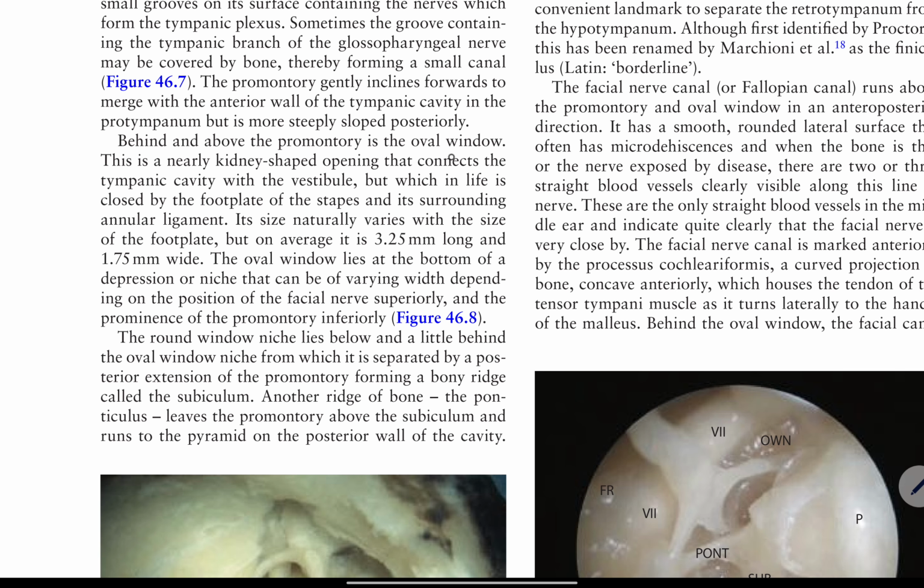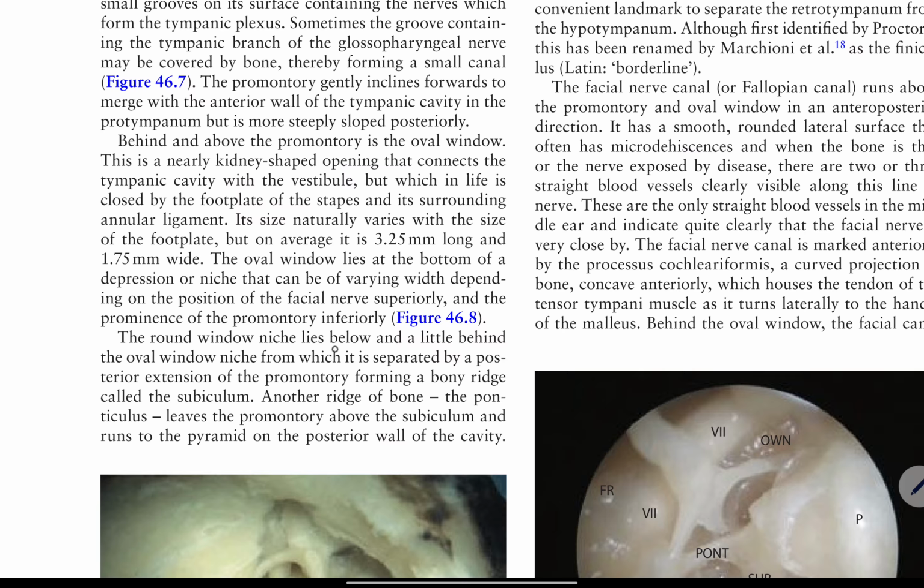Behind and above the promontory is the oval window. This is a nearly kidney-shaped opening that connects the tympanic cavity with the vestibule, but which in life is closed by the footplate of the stapes and its surrounding annular ligament. Its size naturally varies with the size of the footplate, but on average it is 3.25 millimeters long and 1.75 millimeters wide. The oval window lies at the bottom of a depression or niche that can be of varying width, depending on the position of the facial nerve superiorly and the prominence of the promontory inferiorly.